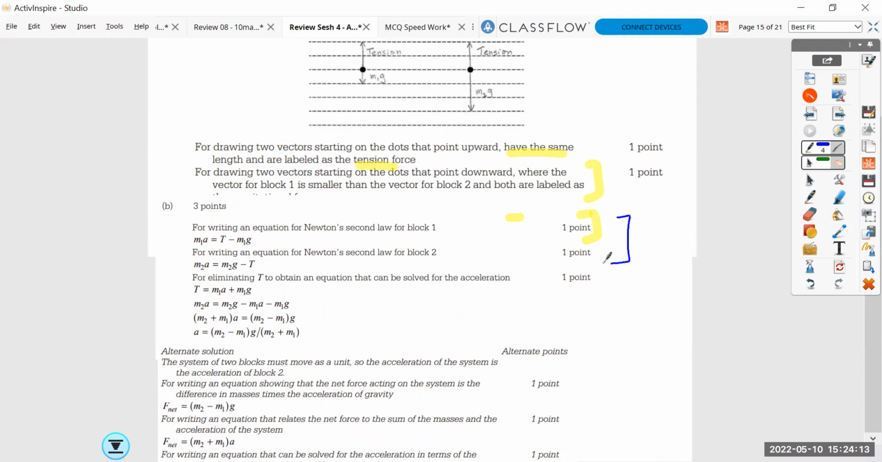And this is why I say don't give up. You might not know how to solve the system of equations, or you might forget how to, but don't let that stop you. You've drawn a free body diagram. If you write Newton's second law for each of the blocks, you'll get 2 out of 3 points, because that's 2/3 of the process. So don't shortchange yourself. Don't be like, oh, I don't know how to do it.